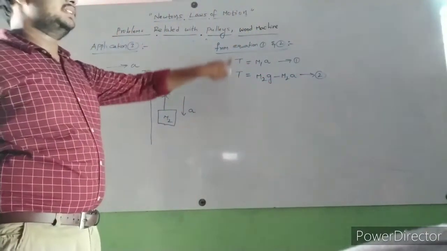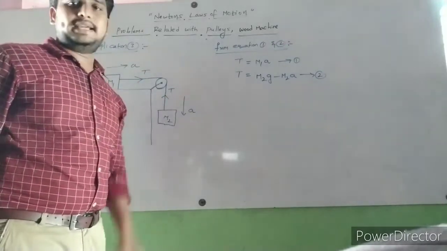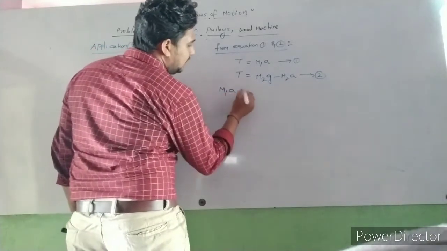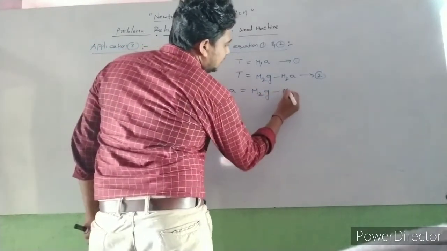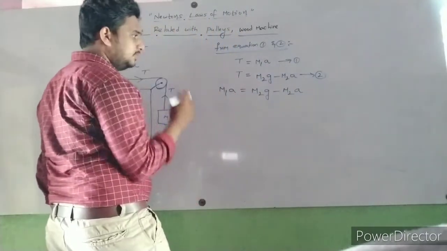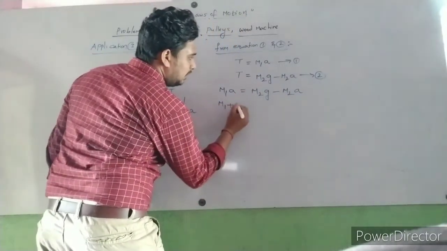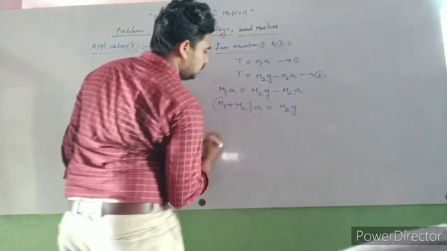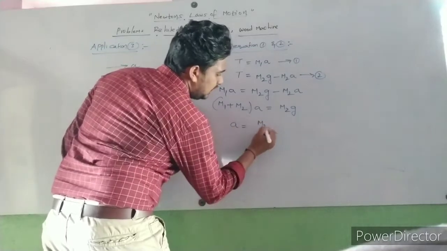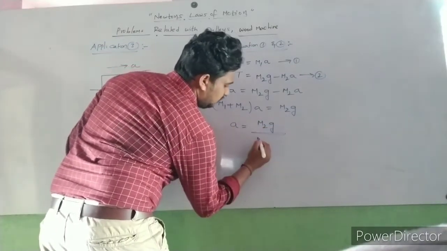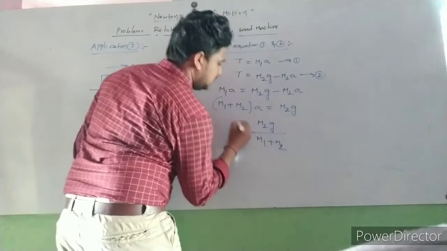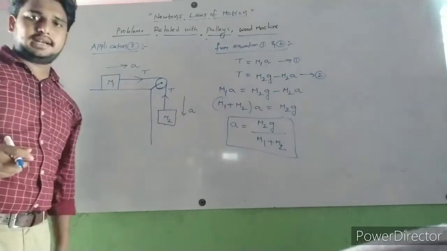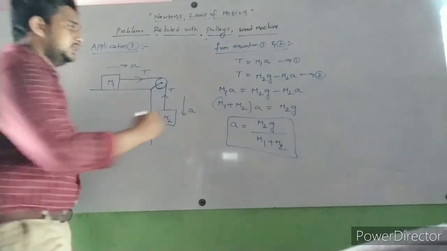Here the tension force is the same in both the first and second equations, so that's why we equate these two equations. m1a is equal to m2g minus m2a. From this, (m1 plus m2) into a is equal to m2g. So acceleration a is equal to m2 into g by (m1 plus m2). So this is the acceleration.